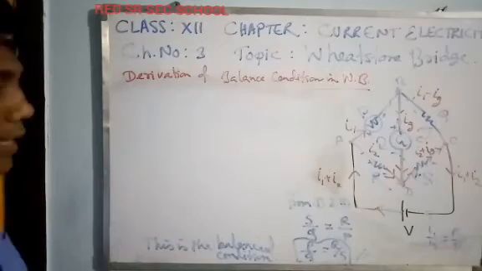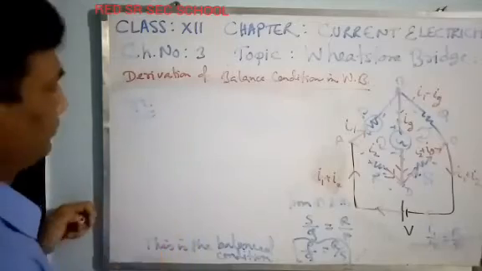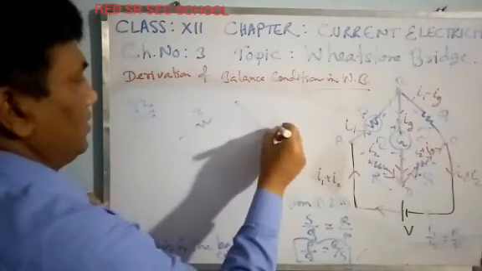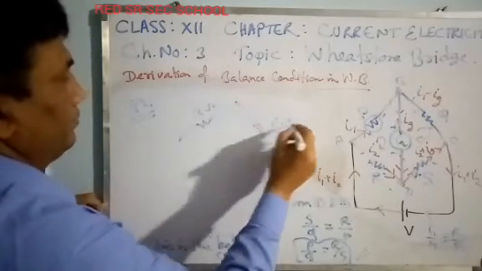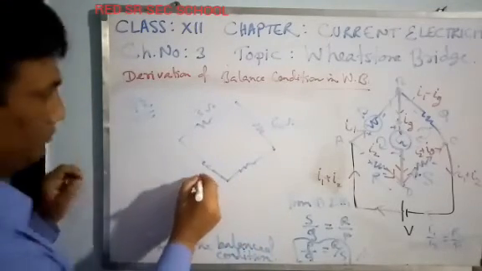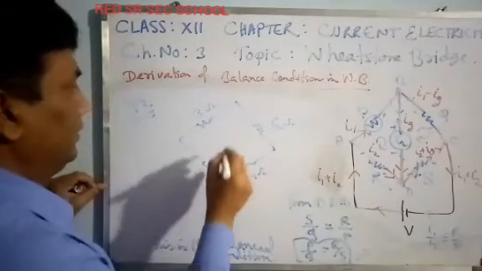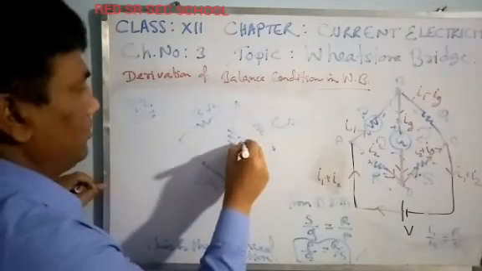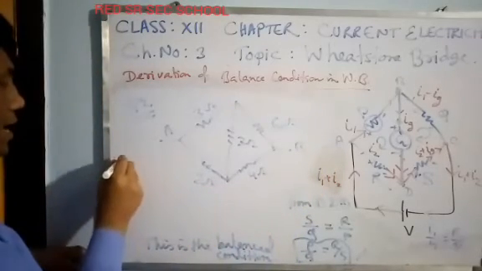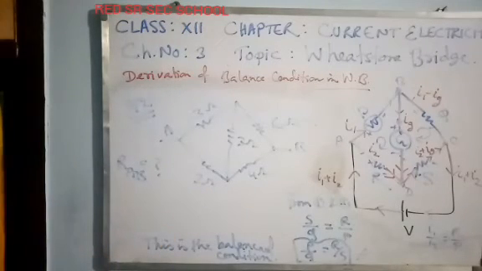Okay guys, I hope you are getting all these things. One question I am asking you. This is 3, this is 6 ohm, 2 ohm, 4 ohm, and this is 3 ohm. What is the resistance between A and B? R_AB, the resistance between A and B, you need to find out.